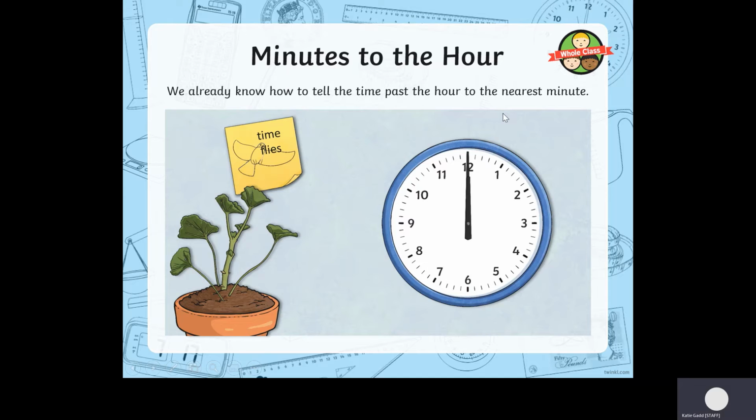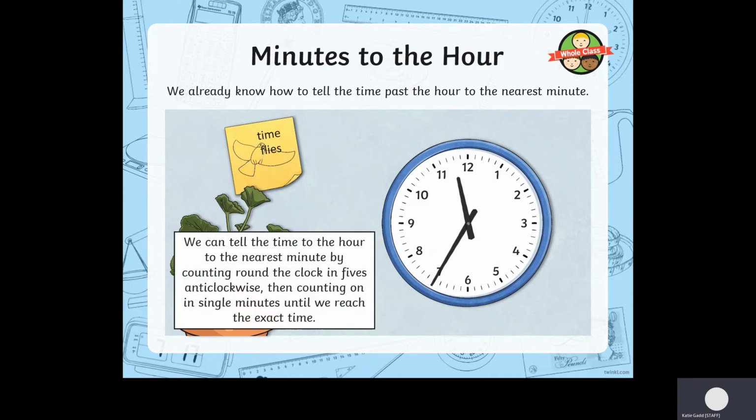So we already know how to tell the time past the hour to the nearest minute. Now we're going to look at minutes to the hour. So it is 5 to, 5 minutes until 12. 10 to, quarter to or 15 minutes to, 20 to and 25 to.